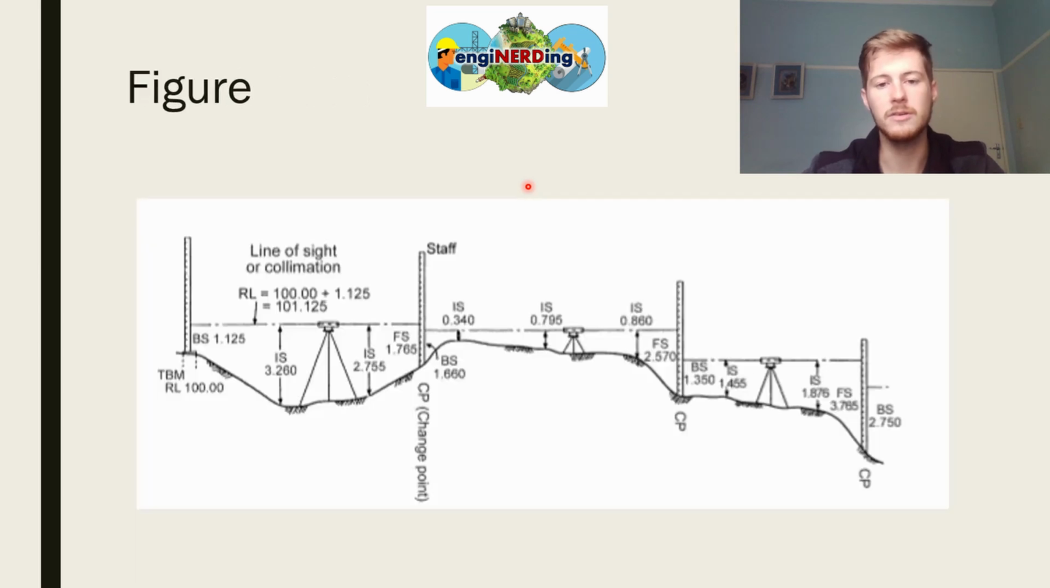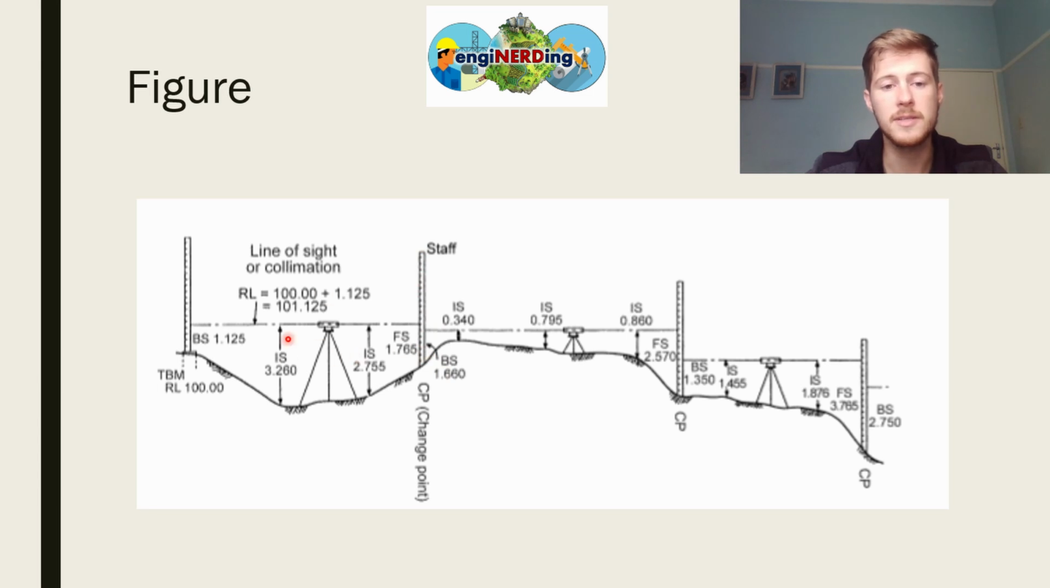Just to give you a little demonstration, this is a land survey that has been done with 3 setups. As I said in the previous video, your back sites and your fore sites are your first and last readings respectively. Here's our first setup. We have a back site, which is the first reading recorded for this setup. Then we had 2 intermediate sites, and then a fore site, which was our last reading.